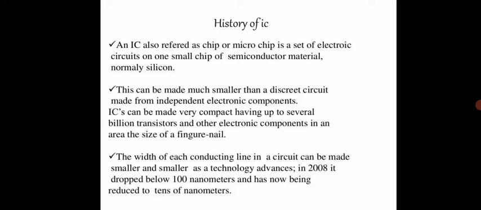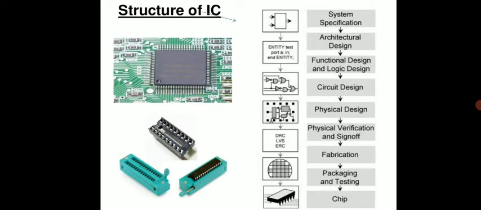The width of each conducting line in a circuit can be made smaller and smaller as the technology advances. In 2008, it dropped below 100 nanometers and has now been reduced to tens of nanometers. The structure of IC is given here, and the block diagram also. It contains AND gates, and here the system specification and the architectural design, functional design and logic design. And this is the circuit design, physical design, physical verification, fabrication, and this is the chip.